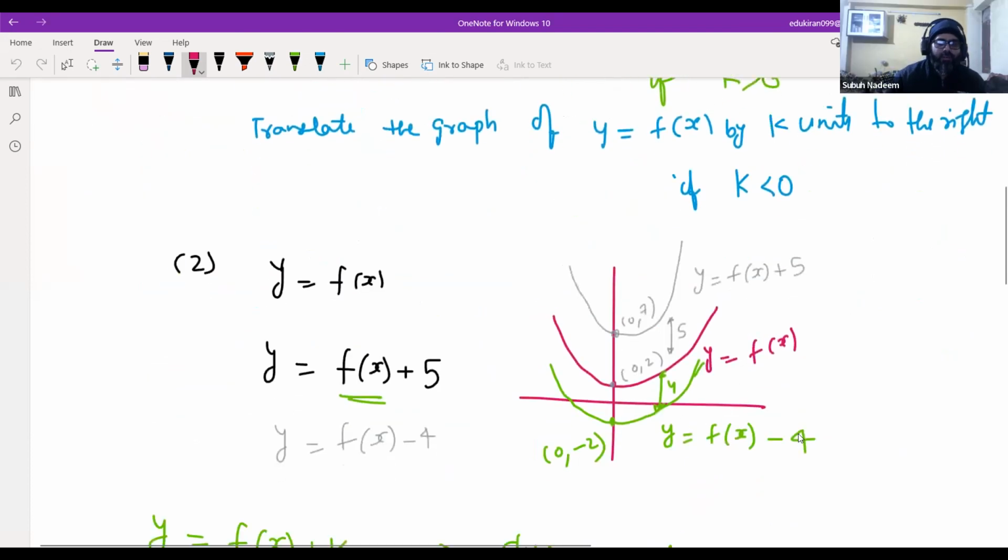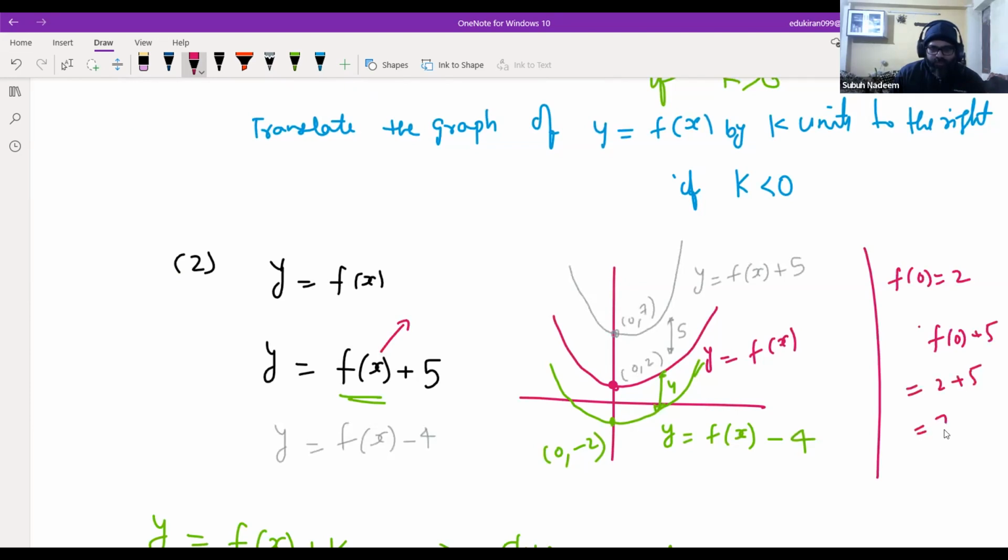Now, second one, here again, this was at 0, 2. F of 0 was 2. Now, what will be here if you put x as 0? What will be f of 0 plus 5? That will be 2 plus 5, that will be 7. So, of course, this will shift upward by 5 units. It will pass through 7. What will be f of x minus 4? So, f of 0 minus 4. F of 0 is 2, 2 minus 4 is minus 2. So, this will shift downward by 4 units.